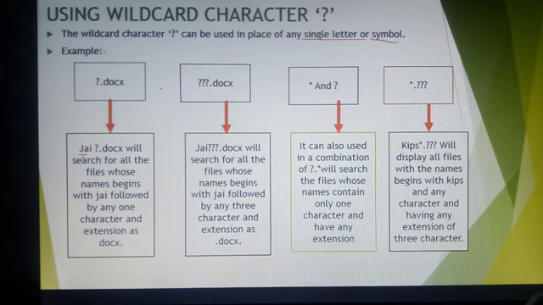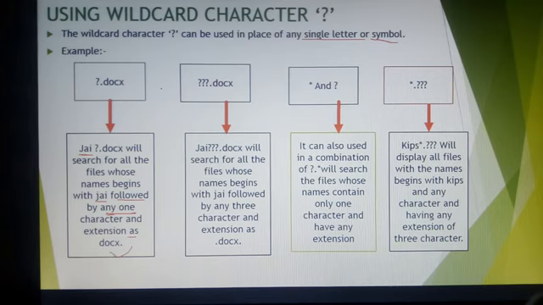So I want to write. I already remember the J, and Prakash I don't know. So I want to write J question mark dot docs. It will search for all the files whose name begins with J followed by any one character. Remember very carefully, children, any one character, and extension as docs. Hope you understand.